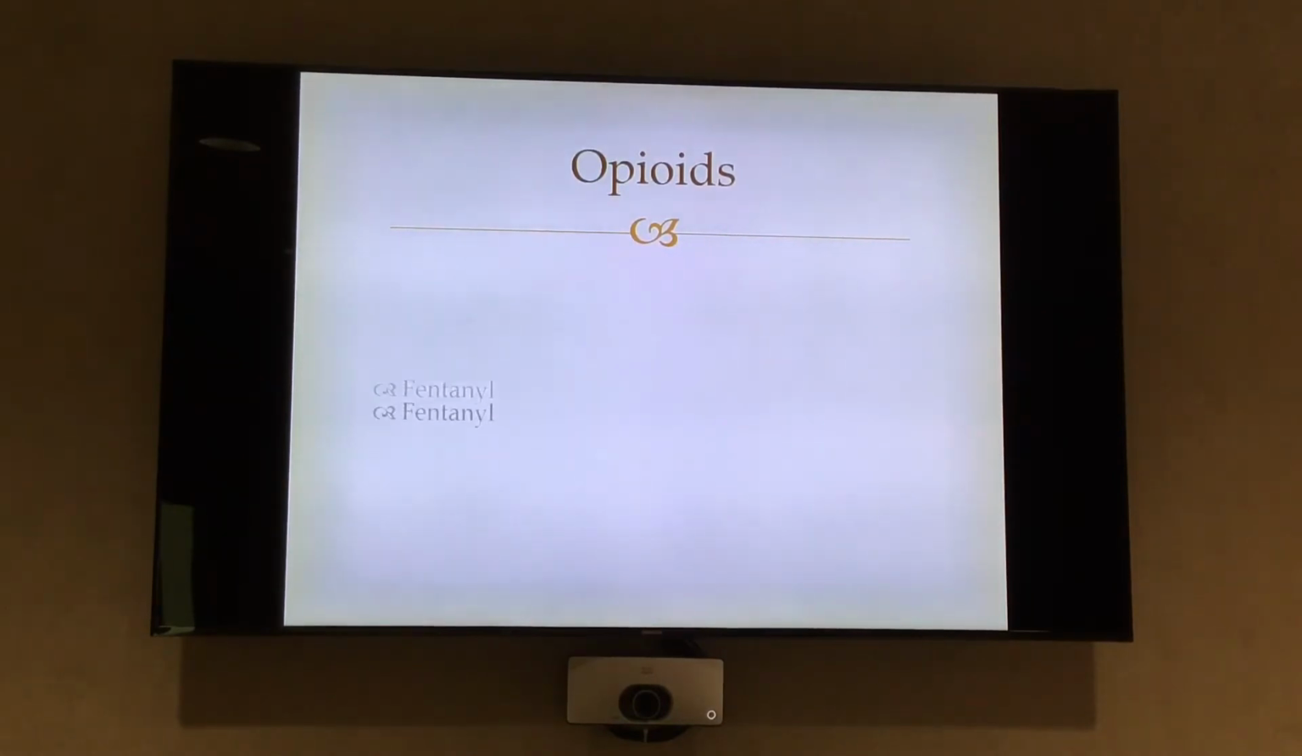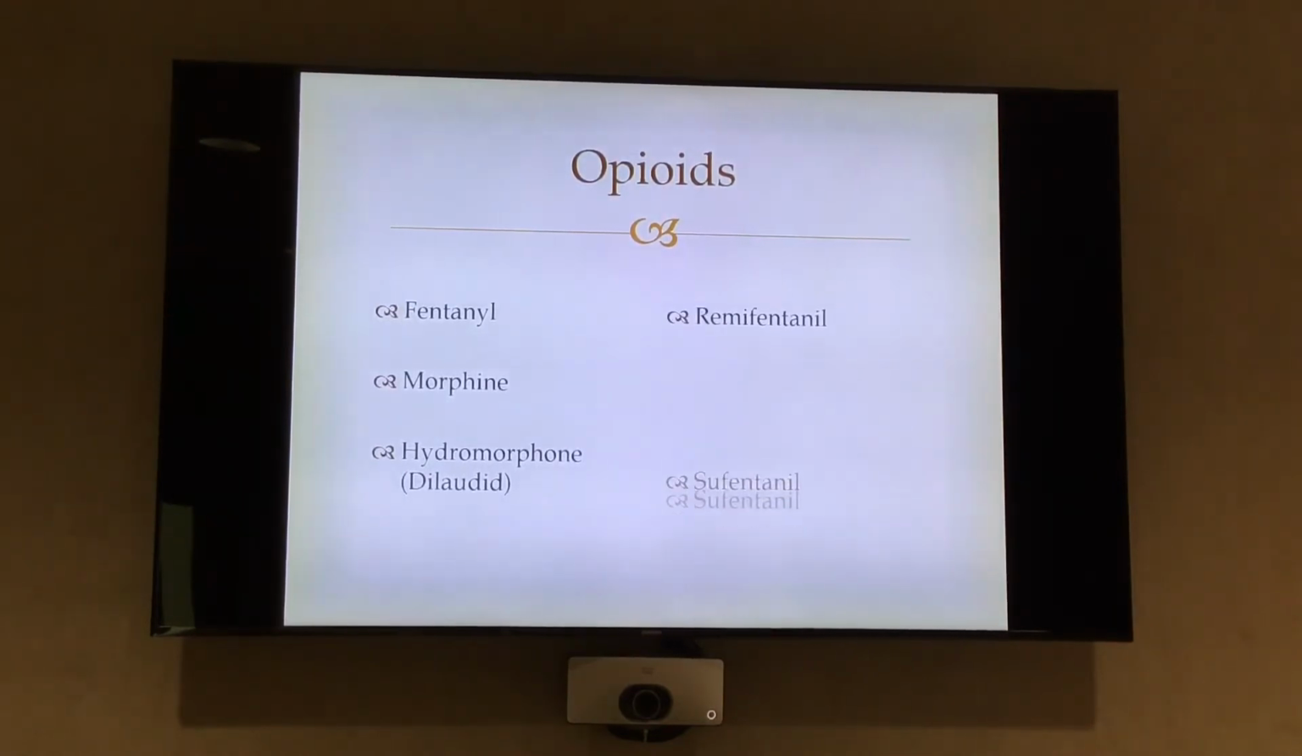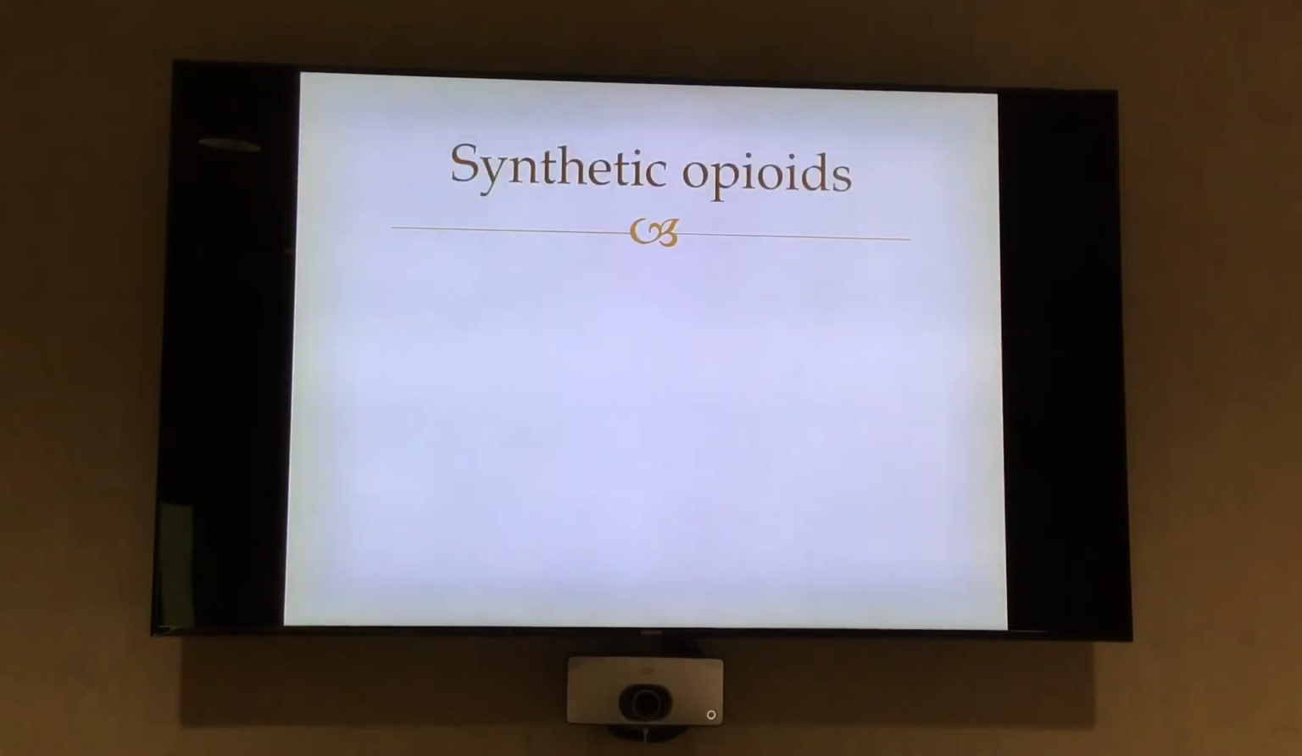So yes. Again, we talked about fentanyl, morphine, hydromorphone, or Dilaudid, and then there are newer fentanyl derivatives. One is remifentanil and one is sufentanil, and we'll talk briefly about them. So these are the most common ones that you will see being used from the opioid class.